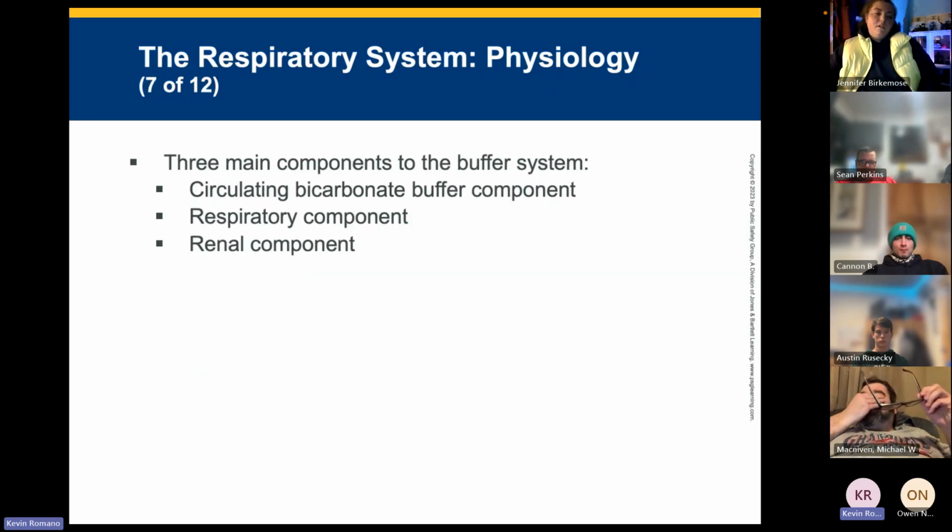There are three main components to the buffer system. The circulating bicarbonate buffer component holds and neutralizes excess acid found in ICF and ECF and is the fastest acting segment of the buffer system. Carbonic acid, H2CO3, is a weak acid that can give up an extra hydrogen ion to reform as a bicarbonate, HCO3. We just talked about that, right? Your bicarb, your normal range being 22 to 26. So the extra hydrogen ion is then converted into compounds that are easily expelled from the body, eliminating the extra acid.